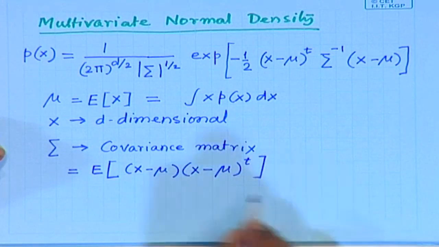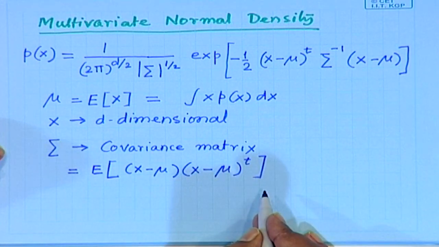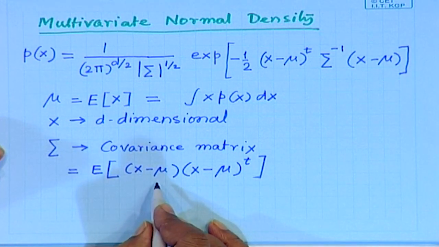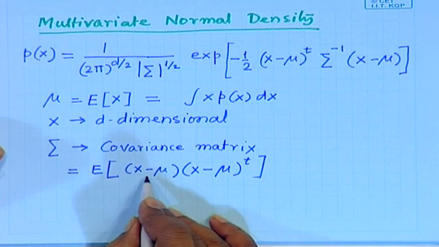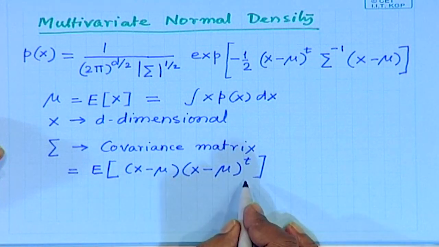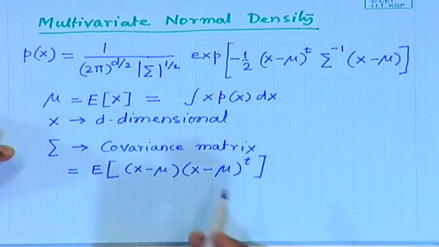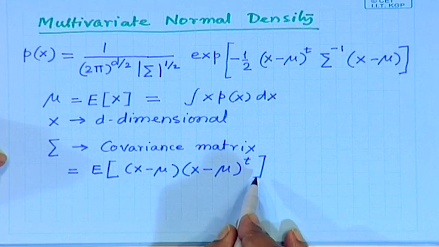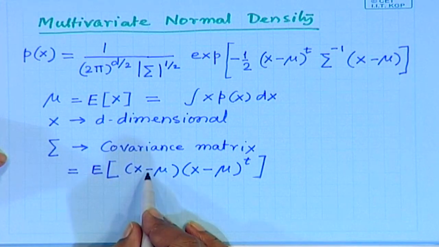So, note carefully that it is not (x minus mu) transpose into (x minus mu), in which case you get a scalar, because x is a d-dimensional vector and mu is also a d-dimensional vector. If I make it (x minus mu) transpose (x minus mu), that becomes a scalar quantity, or the dot product of two vectors. Rather, it is (x minus mu) into (x minus mu) transpose.